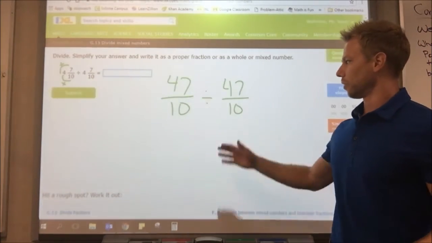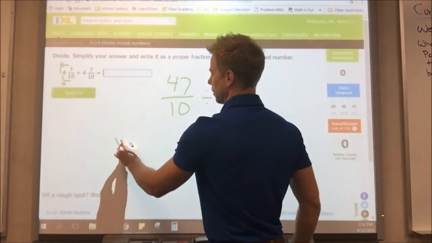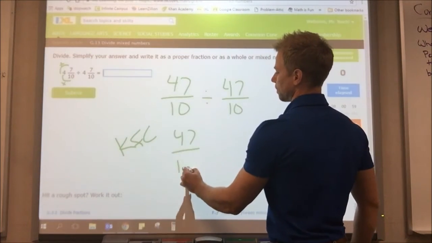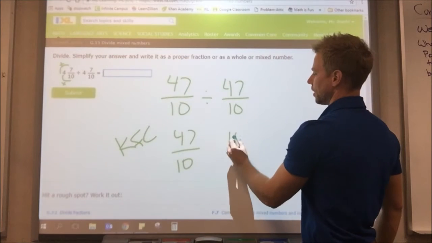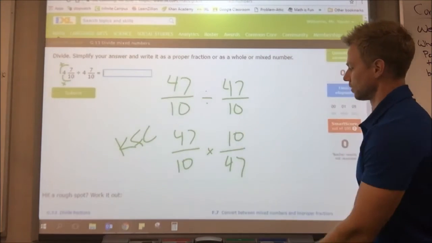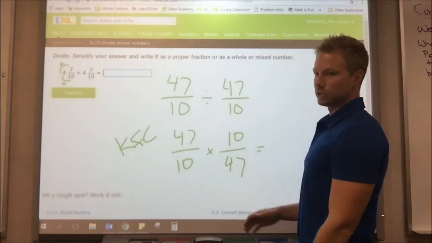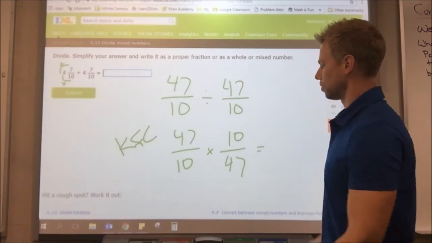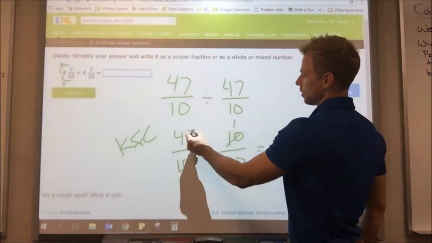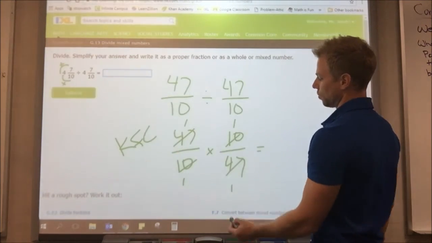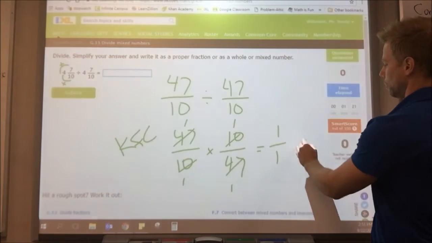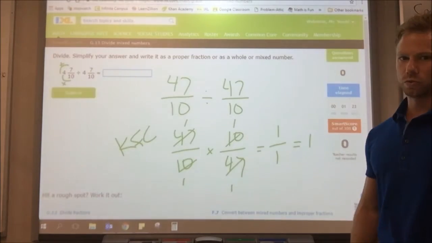And to show you how that works, I will actually do the KFC. So we'll keep the first fraction, we'll flip the second fraction, and we'll change division to multiplication. Okay? And I always look to see if I can cancel before I actually multiply. 10 goes into 10 once, 10 goes into 10 once, 47 goes into 47 once, and the same thing down here. So when I multiply, I get 1 over 1, which just equals 1.